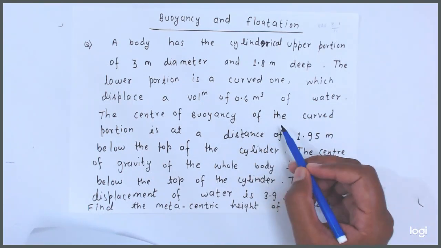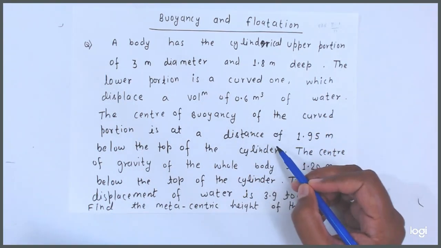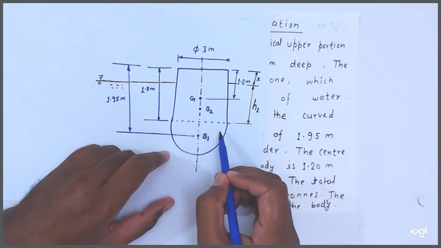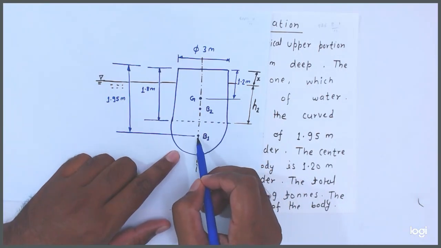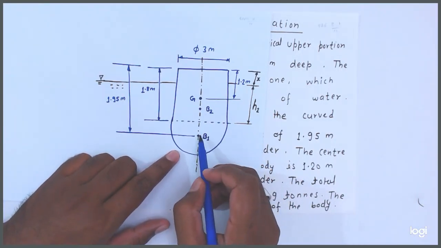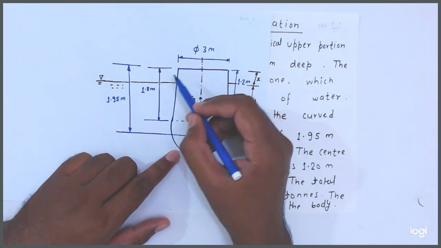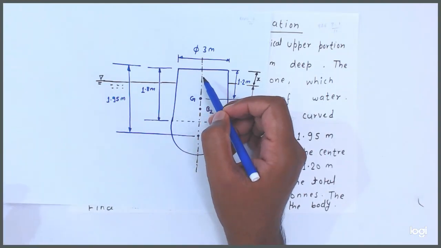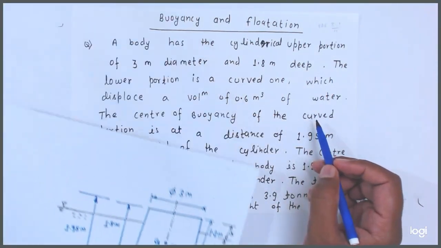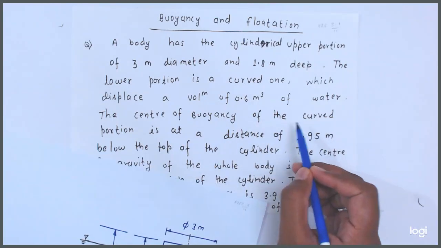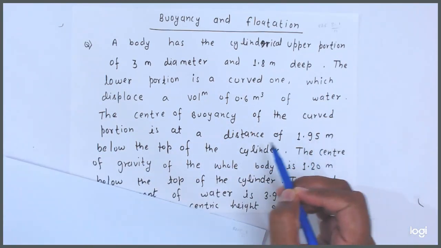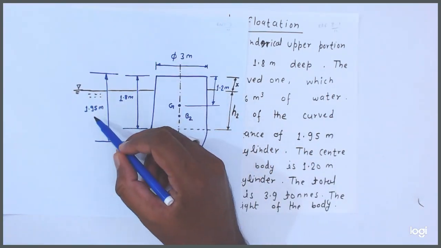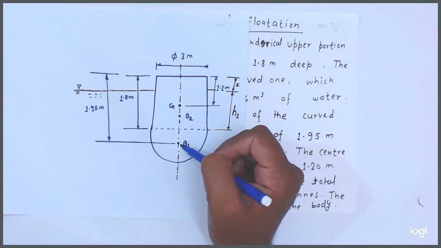The center of buoyancy of the curved portion is at a distance of 1.95 meter. This is the center of buoyancy. This is the first part, this is the second part. So the center of buoyancy of the first part, the curved portion, is 1.95 meter below the top of the cylinder. So from the top of the cylinder, the center of buoyancy is 1.95 meter below.